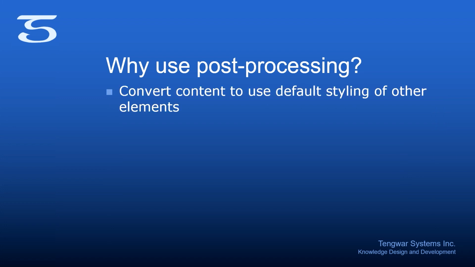So this is an example of why you would use post-preprocessing, not post-processing. You use it to convert content so that you can use the toolkit's default styling of other elements. But there are other things you can do with this too.